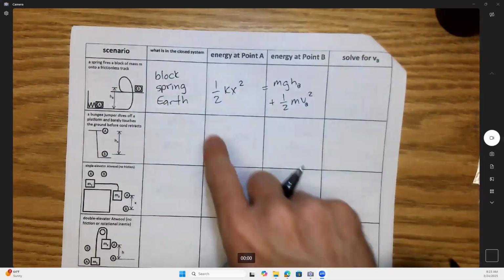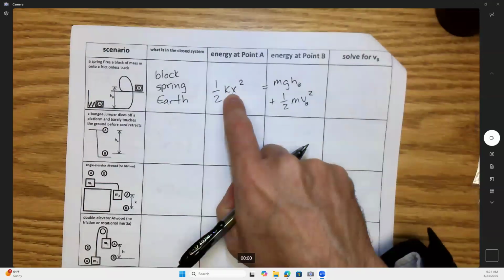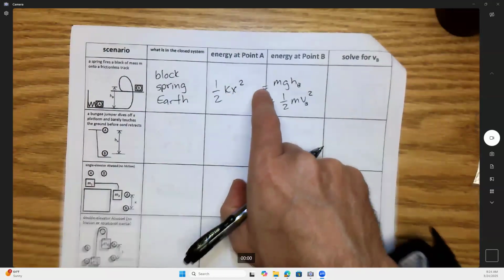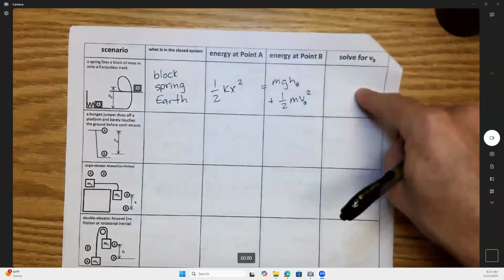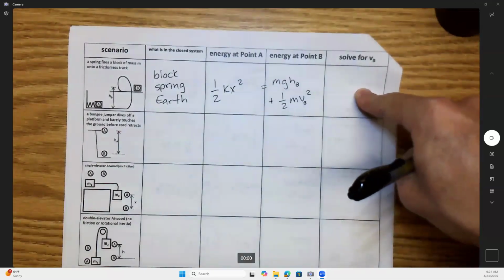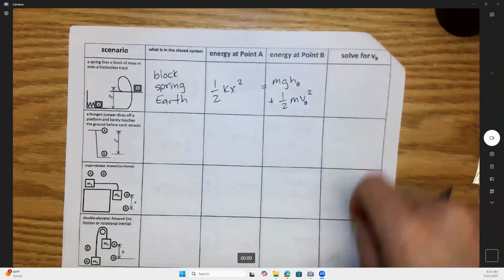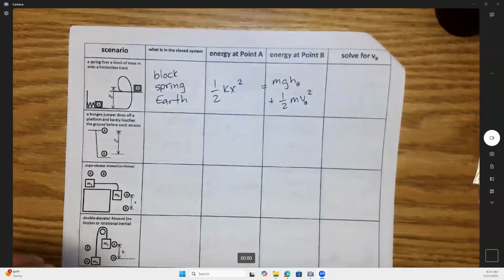Now, I can throw numbers at you guys. I can tell you how stiff is the spring. I can tell you how much you compressed it. I can give you the mass of the block and all these other numbers. Could you guys solve for the speed at point B if I gave you a bunch of numbers? Yeah, right. Great. Good so far. Very good so far.